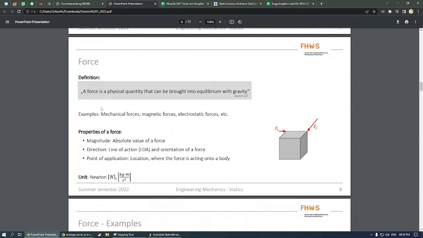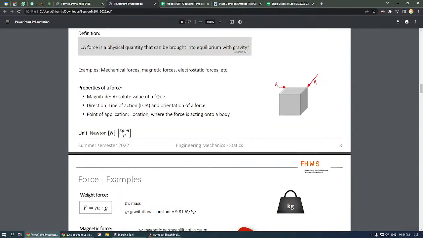Then force. What is force? Force is a physical quantity that can be brought into equilibrium with gravity. Oh, it's a very specific thing. But in general, force is anything which either generates motion or changes the shape of the body. Either it will generate motion, when you apply the force the object will start moving, or else it will change the shape.